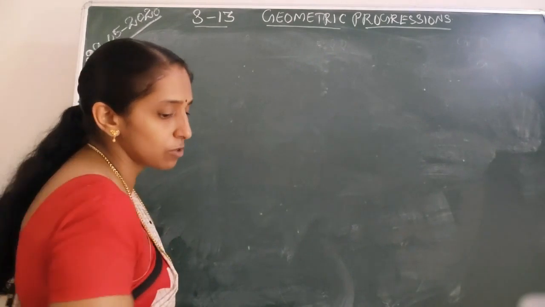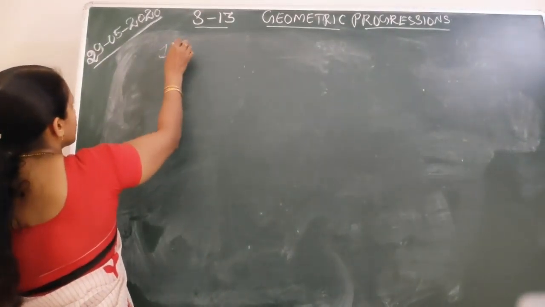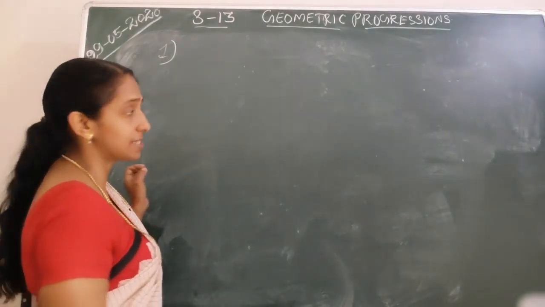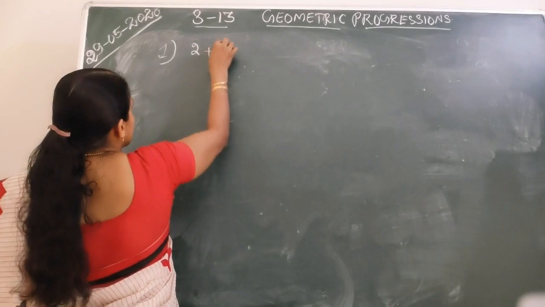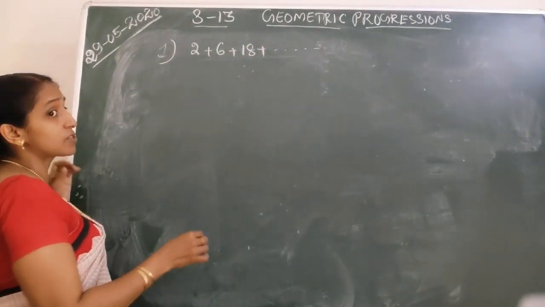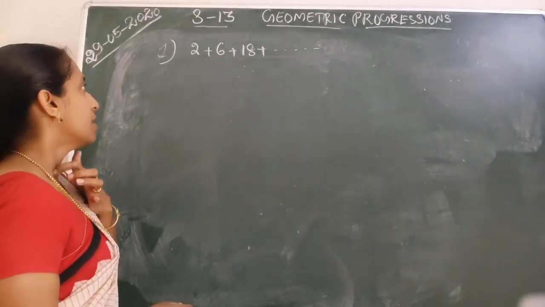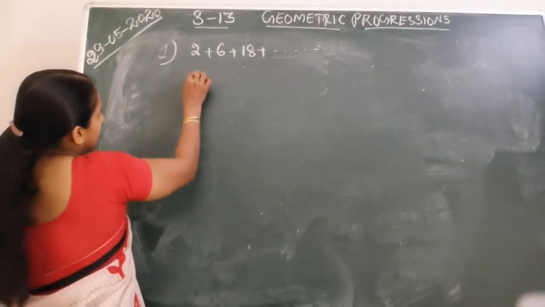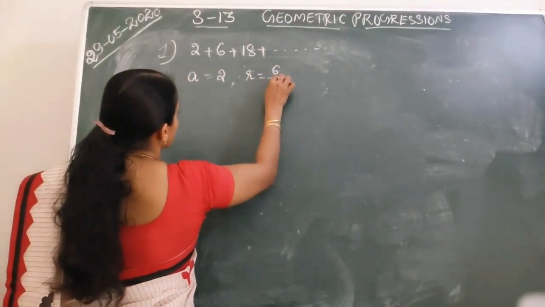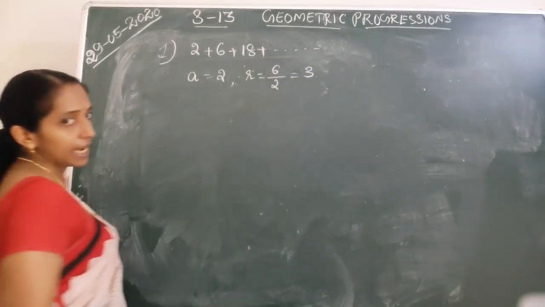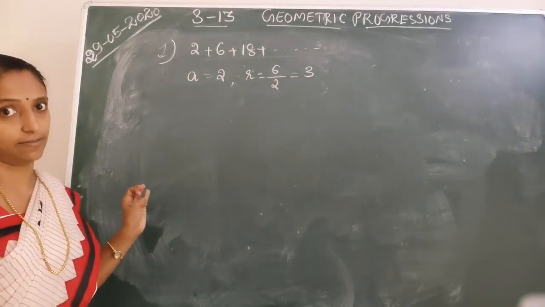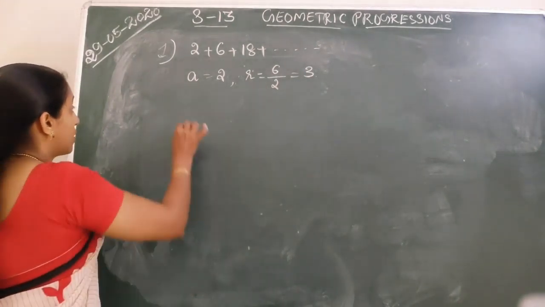So 9.5, question number 1. Find the sum of 20 terms of the series. What is the series given? 2 plus 6 plus 18 plus etc. You have to calculate S20, the sum of 20 terms. Here a is 2, r is 6 by 2, that is 3. So a is 2, r is 3, and r is greater than 1.